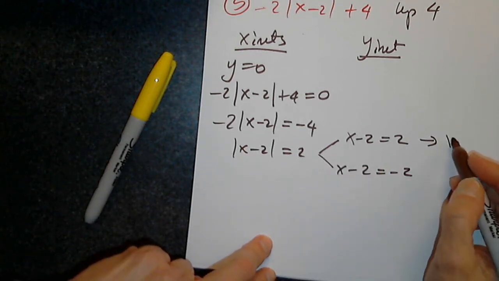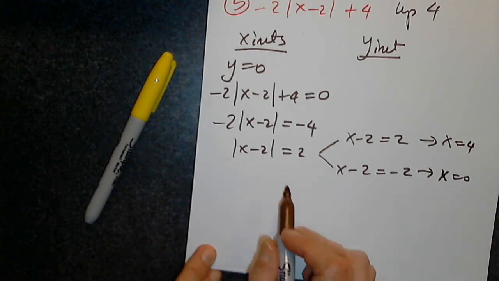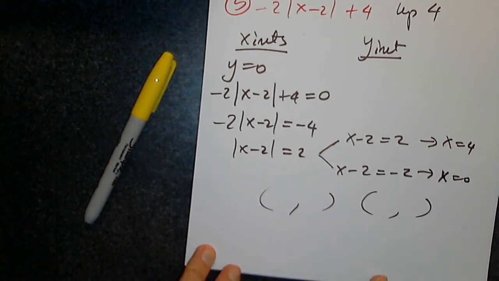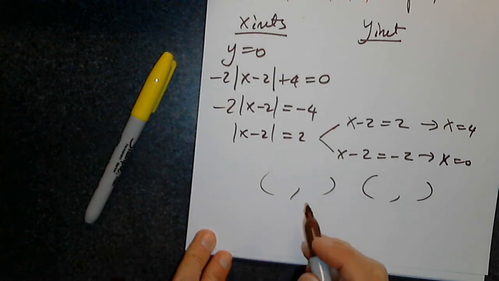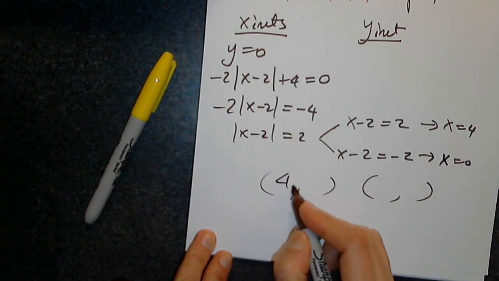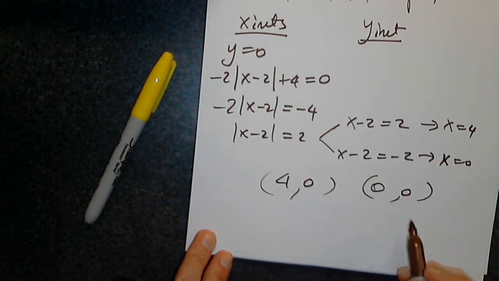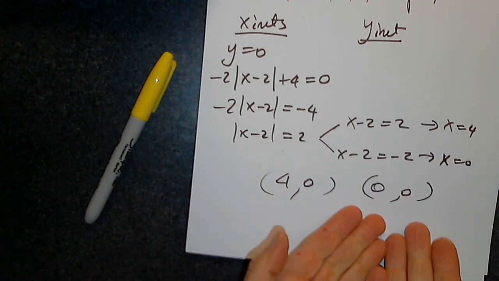I'm adding 2. And the other one is 0. Yes. So what are the two x-intercepts then? 0. X is 4. Careful. 4, 0. Right. Is there a reason why I would look for the y-intercept? No. I already have it.